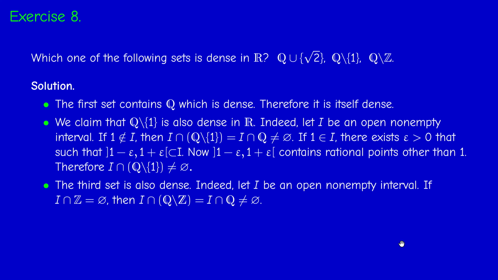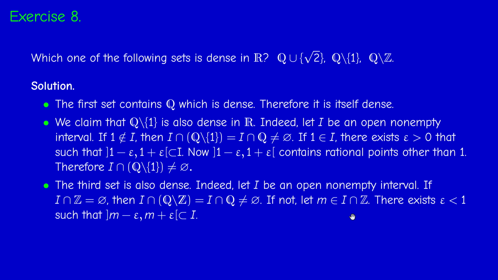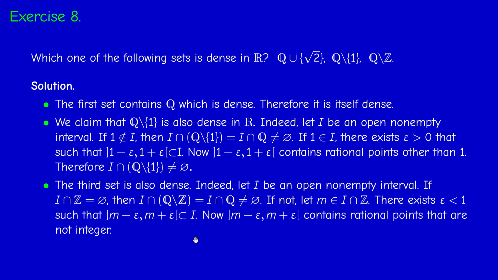Same thing here. Now, if not, take an integer in the intersection, call it M, and since I is open, there is a positive number epsilon, which we can take as small as we wish, actually. Just take it smaller than 1, such that the interval from M minus epsilon to M plus epsilon is contained in the open interval I. What are the integers in this interval? Since epsilon is less than 1, the only integer in this interval is just M.